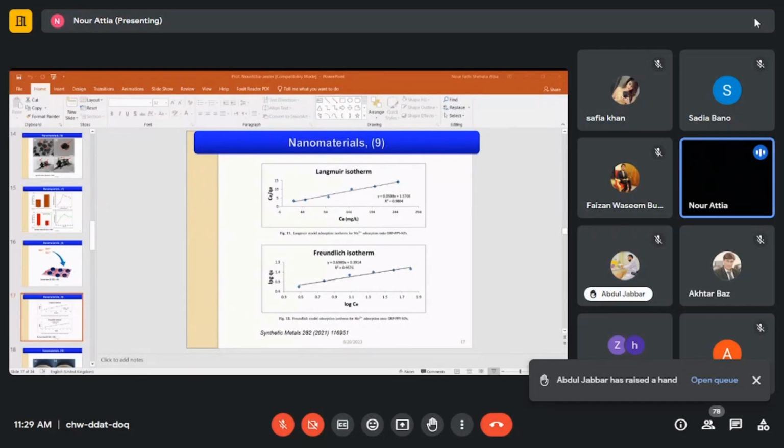Langmuir, if the interaction is physical, then it will be Langmuir, and you see R square. And the Freundlich, if the interaction is chemical, or you have absorption, not adsorption, because there is a difference between adsorption and absorption. Adsorption means the interaction is physical, electrostatic interaction or something like that. But absorption means there is chemisorption occurring, physical and chemical. Okay.